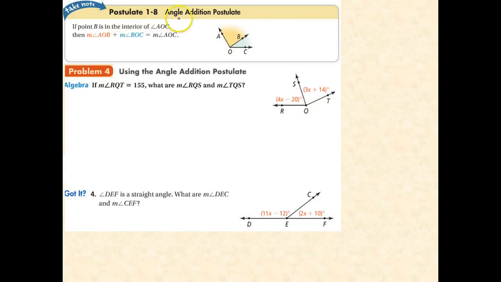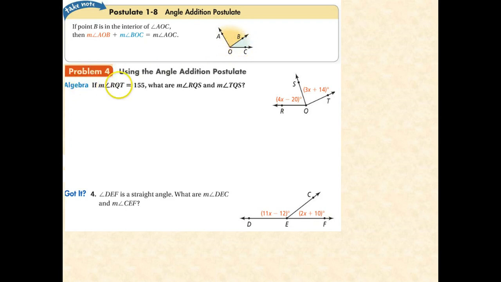So postulate 1.8, the angle addition postulate. It's basically the angle version of the segment addition postulate. If this point B is in the interior of angle AOC, another way of saying that is that they share a side, then the measure of AOB plus the measure of BOC equals the measure of AOC. So basically you can stick two angles together and add their measures to get the measurement of the big angle that they make when you stick them together.